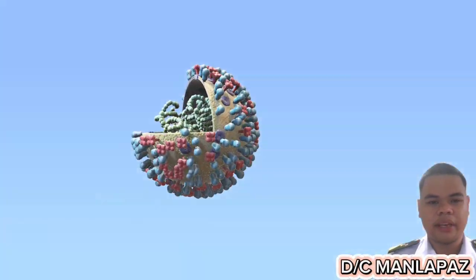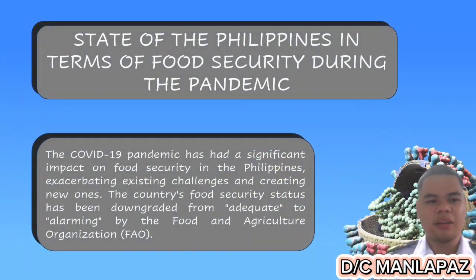Good day, everyone. I am Decadet Malapas, and I am going to tackle the state of the Philippines in terms of food security during the pandemic. The COVID-19 pandemic has had a significant impact on food security in the Philippines, exacerbating existing challenges and creating new ones. The country's food security status has been downgraded from adequate to alarming by the Food and Agriculture Organization, or the FAO.